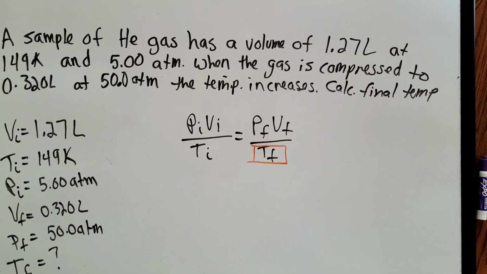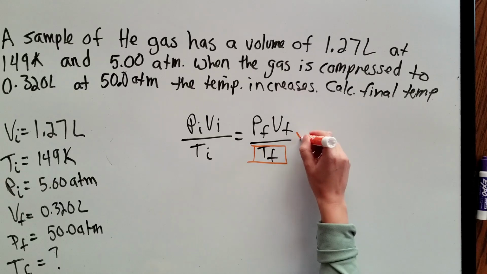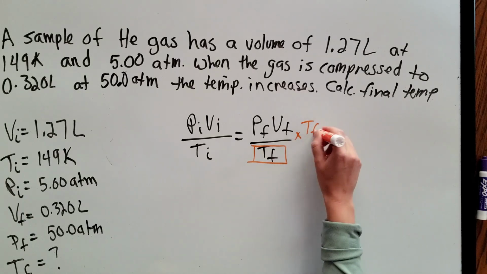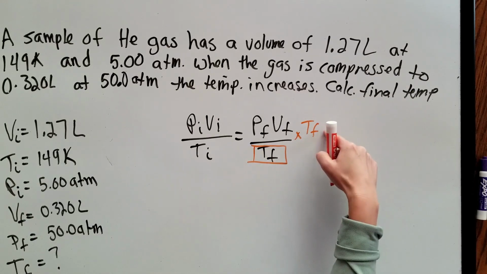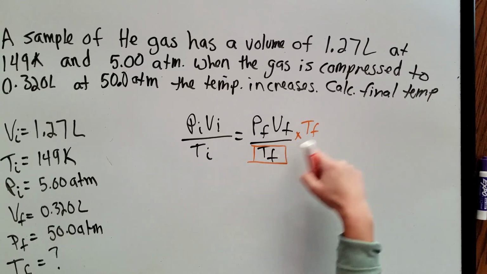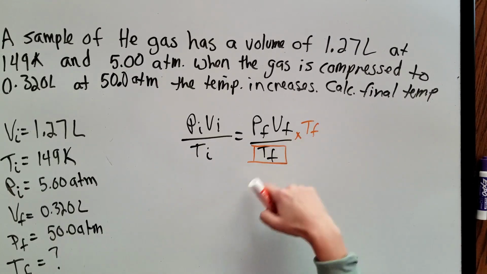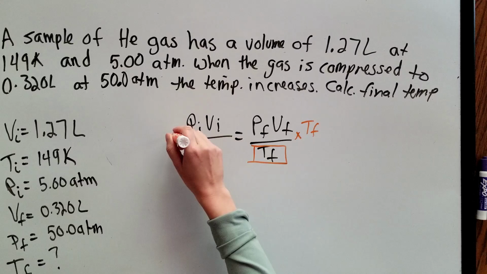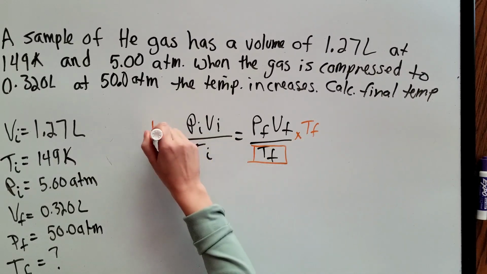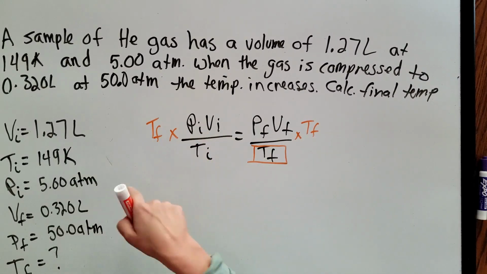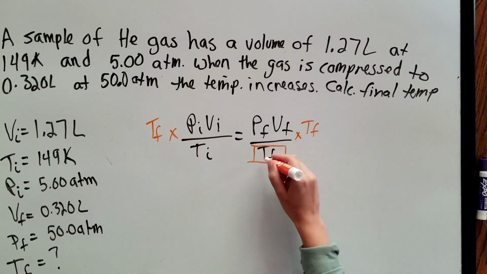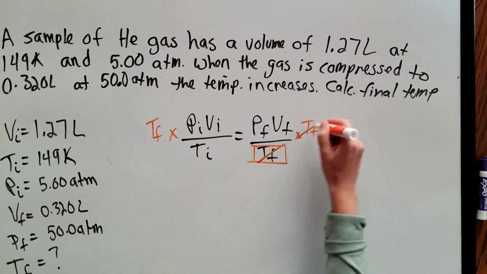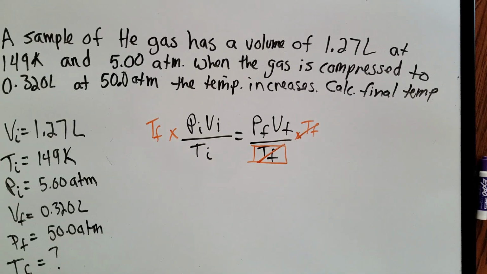Well, I have TF in the denominator. That's just not going to work for me. I need it in the numerator. So my first step is going to be multiplying this side by TF because I want to get it out of the denominator. It needs to be on top. If I multiply this side by TF, I'm actually getting rid of it on this side, but that's okay because whatever I do to one side of the equation, I have to do to the other. So I'm also going to multiply the other side by TF. Even though it cancels out over here, it's now in the numerator on the other side of the equation.